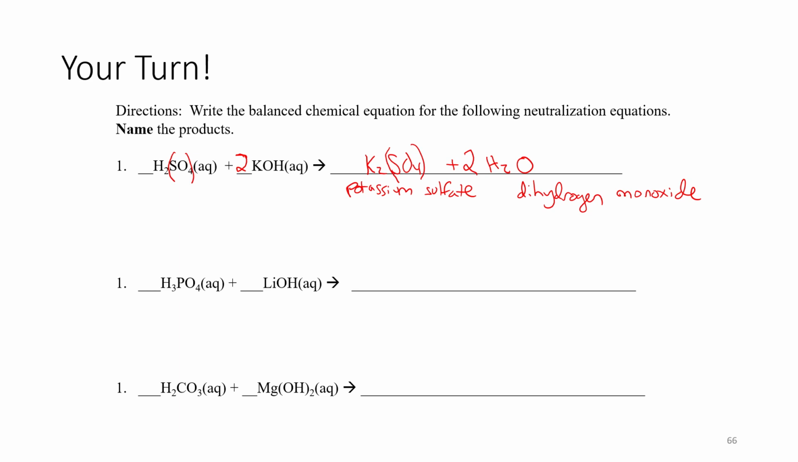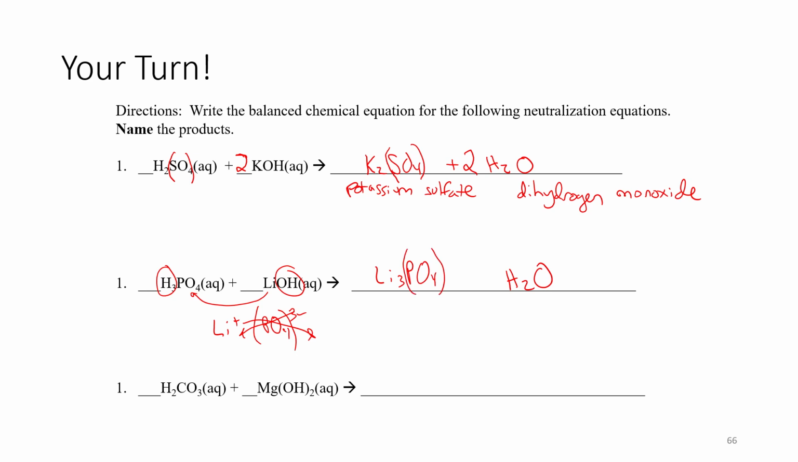Okay, going to this next one. So the hydrogen's going to combine with the water, or sorry, with the hydroxide to make water. So we're going to have H2O for sure. And then the lithium is going to combine with the phosphate. When we combine the lithium with the phosphate, we have to consider charges. So Li has a +1, PO4 has a 3-. So when we flip down our charges, this becomes Li3PO4.